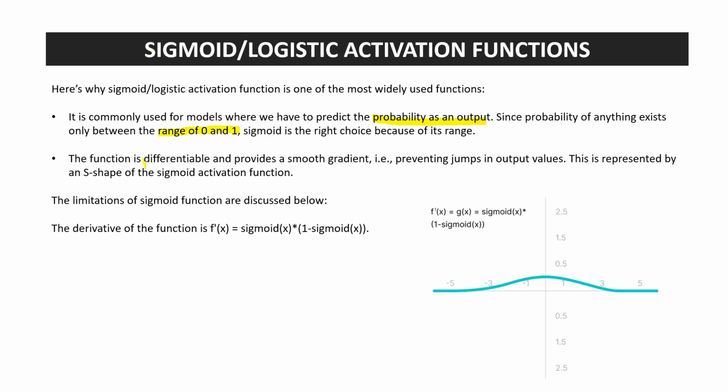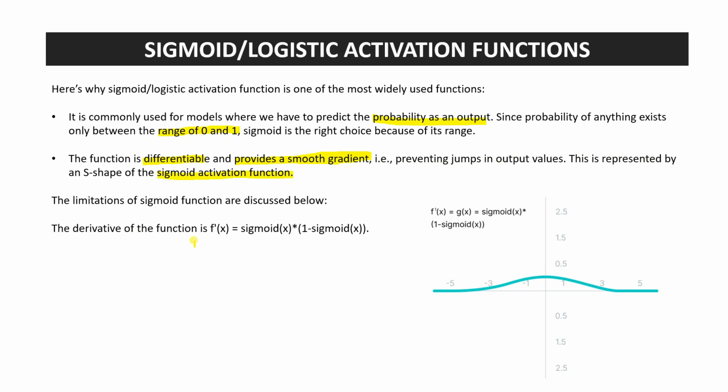Number two, the function is differentiable and provides a smooth gradient, because a non-linear activation function should be differentiable. Otherwise, you cannot use it. It also prevents jumps in the output value. Why differentiable? Because a neural network uses a technique called backpropagation, in which it takes the derivative. So that's why a non-linear activation function should have derivatives. This prevents jumps in the output value in gradient descent. This is the S shape of the sigmoid activation function, but it also has some limitations.